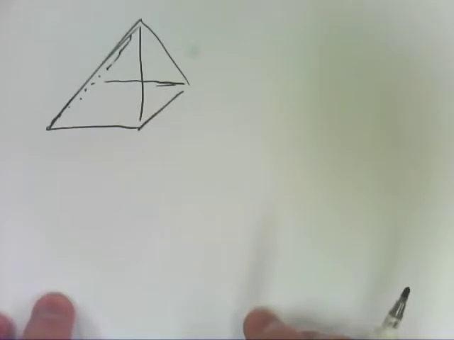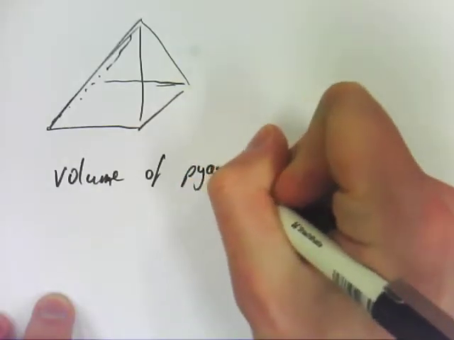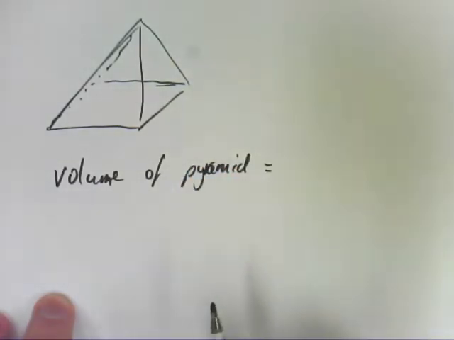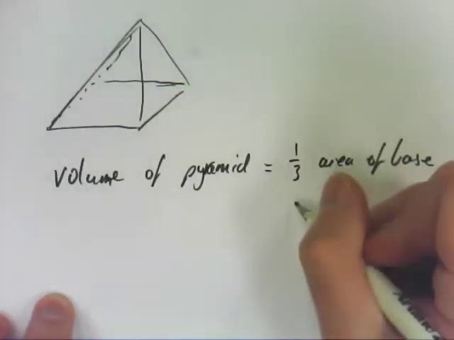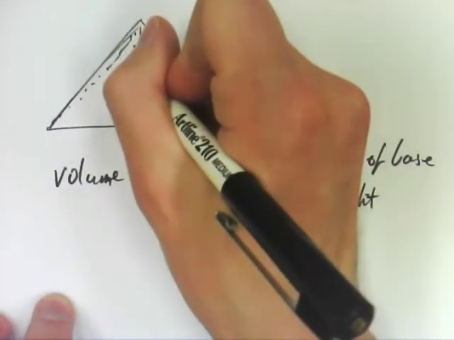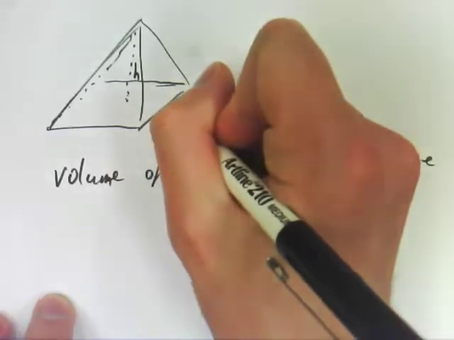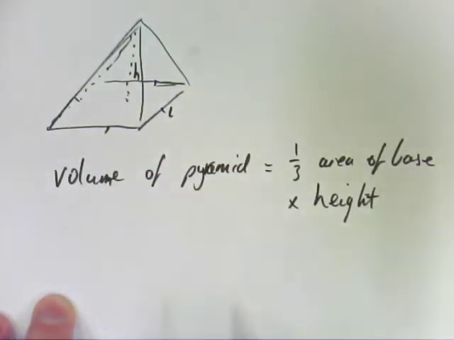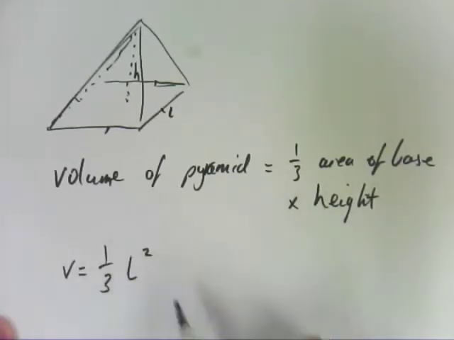Now the volume of any pyramid is equal to 1/3 area of base multiplied by the height. So for example, for this one, let's say our height is there, and this is a square based pyramid and all the sides are the same. So the volume equals 1/3 the area of the base, which is L squared, times by the height, which is H. And that's the same for any pyramid.